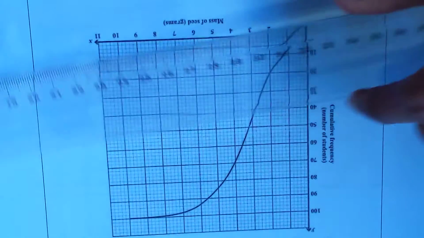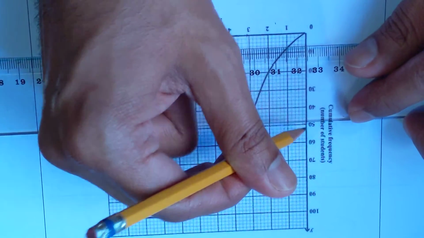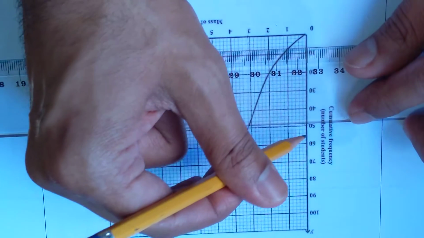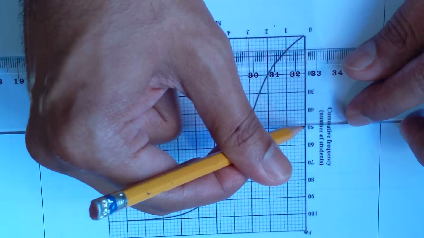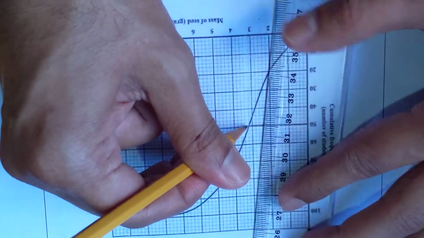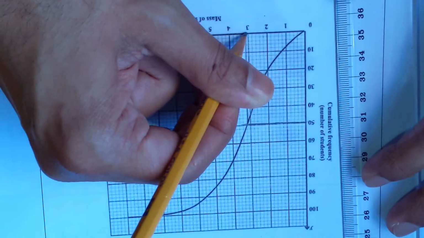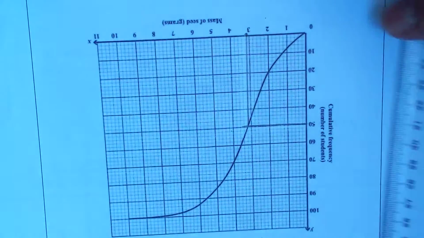So at the 50 mark, I'm just going to draw a line across 50 because it's half of 100, only because that was the total frequency. If the total frequency was 80, we would have to find half of 80, 40. And the minute I hit the graph, I'm going to draw that straight line down. And then I just read that off. But that's not 3.1, by the way.